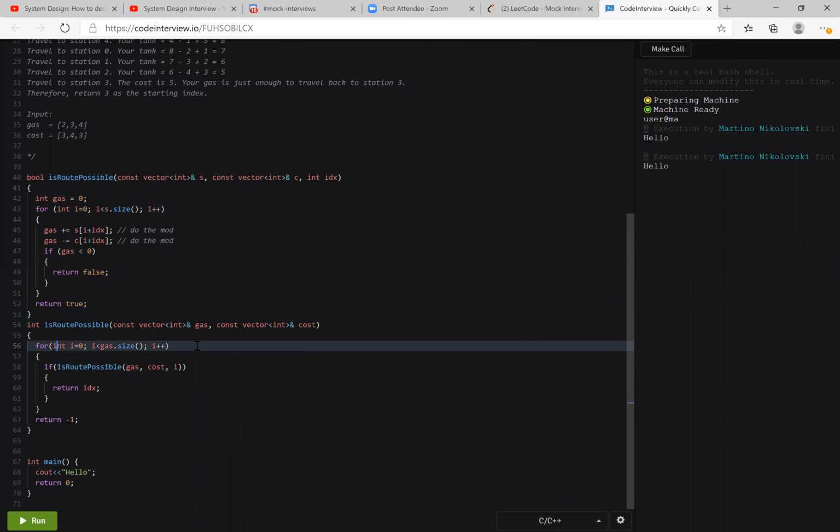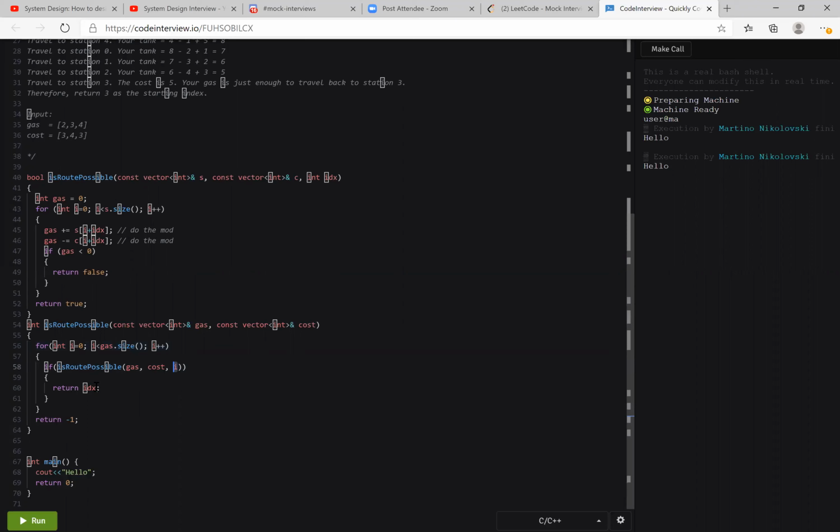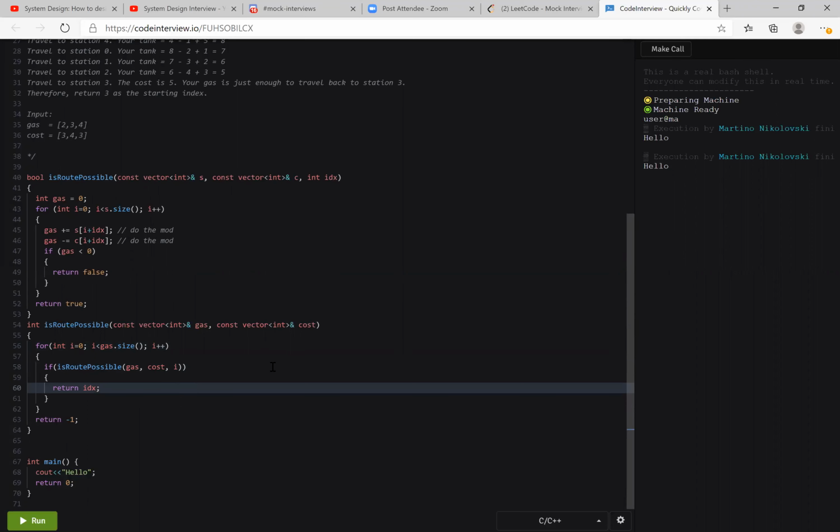So this is okay. I'm starting at 0 and checking all the possible indexes, because I can start from i or from any one of them. Makes sense? And then if the route is possible, I return the same thing. This i is what I want to return. And if this doesn't happen and all are false, I return -1. And here, route possible is the route possible function.